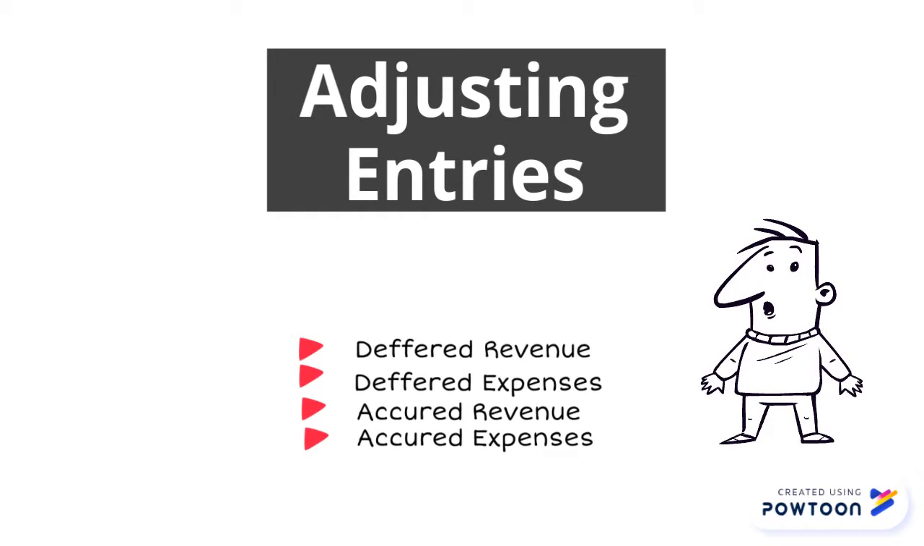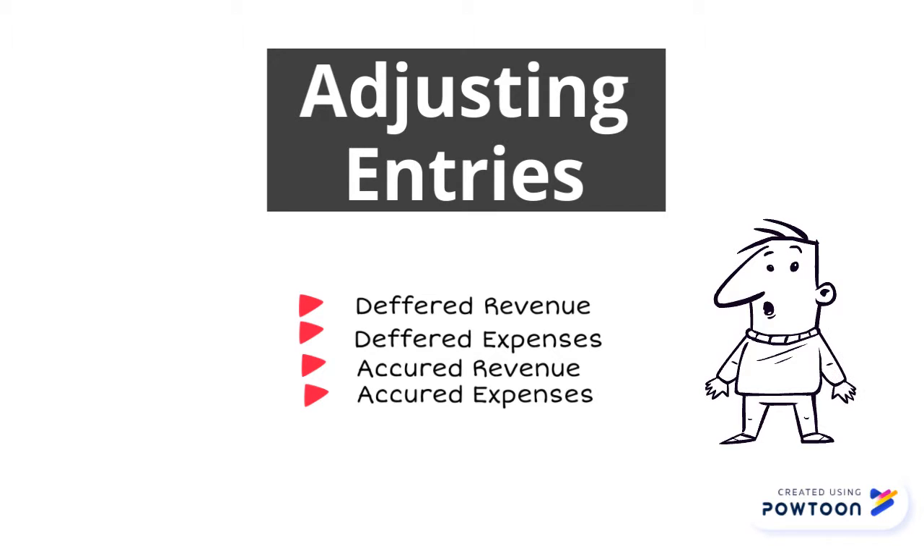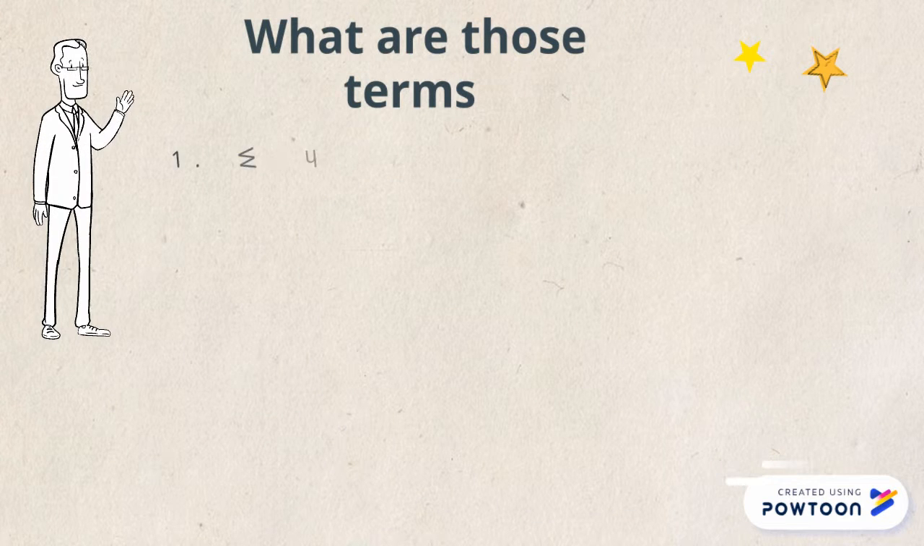So what does this include? Well, this includes deferred revenue, deferred expenses, accrued revenue, and accrued expenses. So what do these terms mean?